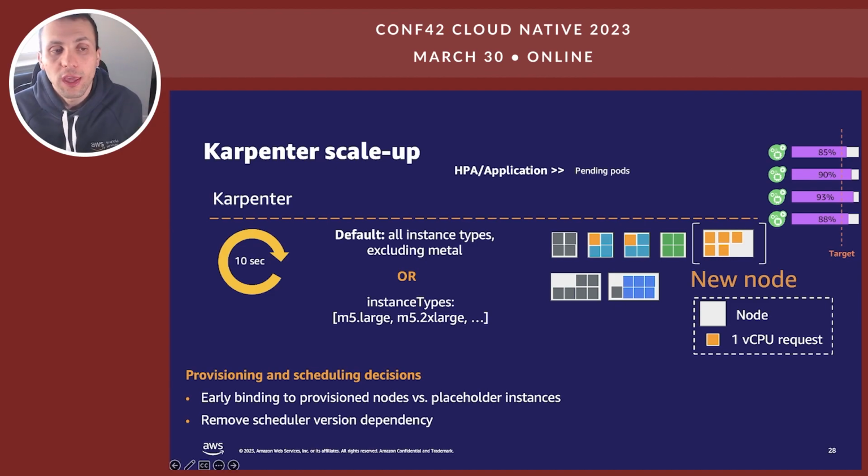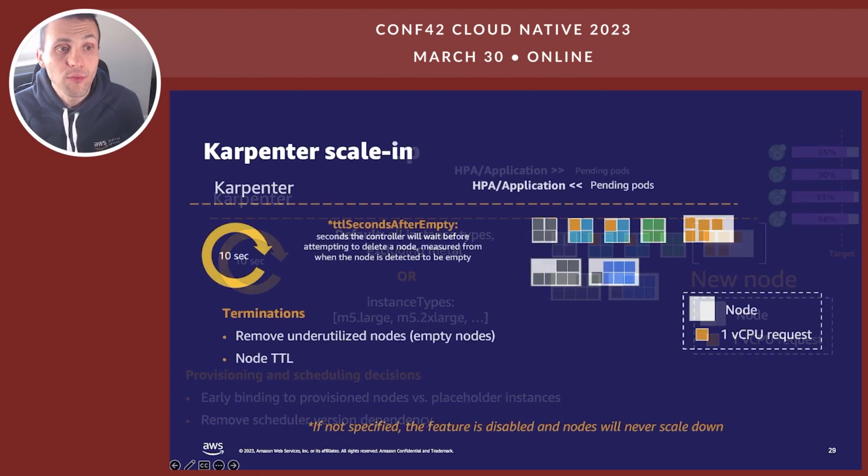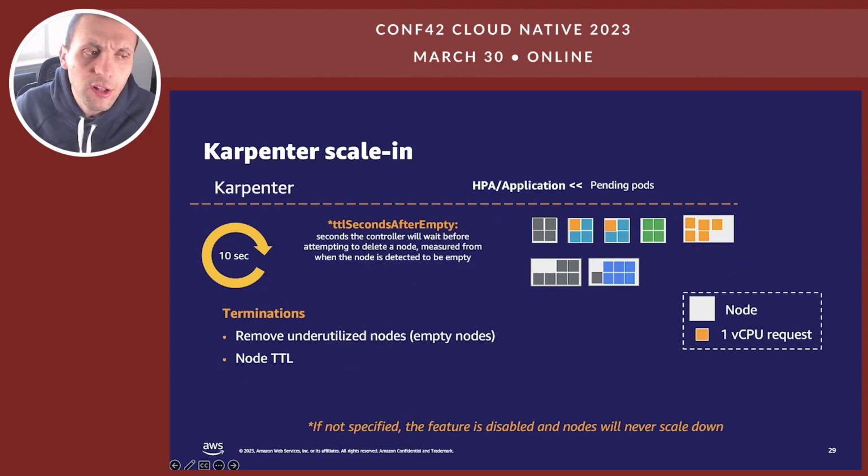By default, it has all instance types available that Karpenter can pick and choose, but you can specify, and we have some examples that I'm going to show, specific instance types that you want to make available. And then when we have scaling, we have different options.